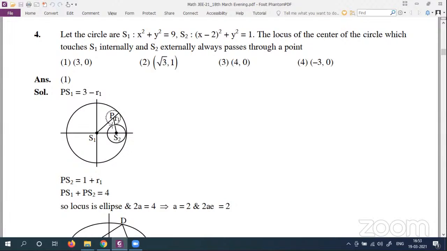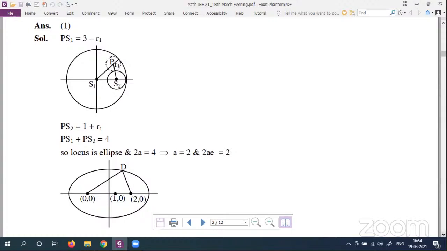Right? So what are the conditions for two circles to touch internally? Distance between the two centers should be equal to difference of radius. And for touching externally, distance between the two centers should be equal to sum of the two radius. So applying those conditions, we get the locus of the point P. If you observe, we are getting that sum of distances from two fixed points always remains constant.